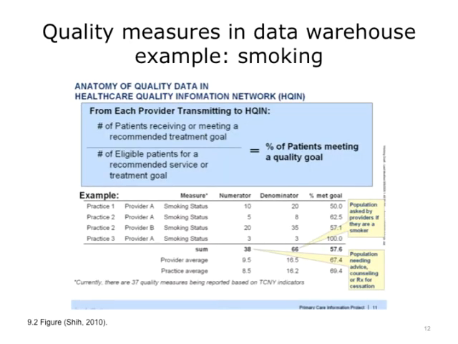Here is an example of the quality data transmitted to the health department. Patients are grouped by demographic characteristic, age, gender, and a diagnosis or health issue. These patients represent the denominator, the population of patients eligible for a recommended service or treatment goal. The numerator represents whether the patients in the denominator received the recommended treatment or met the recommended goal. The ratio of numerator over denominator is the percent of patients meeting the quality measure.